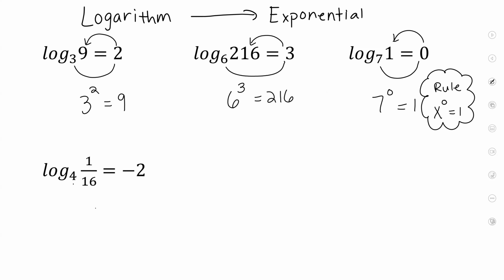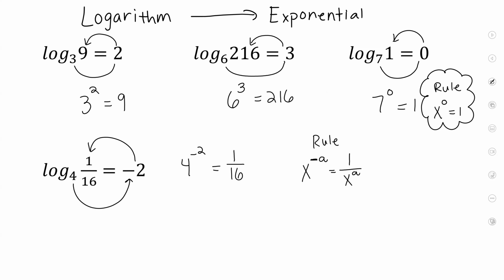Okay, this one says 4 to the power of negative 2 is 1/16. Now, this is another rule. Whenever you have something to the negative power, you can flip it and make it positive. So in this case, they flipped it. They put the 4 squared in the denominator, and now it's positive. 4 squared is 16. So these are some rules that we're going to have to remember.